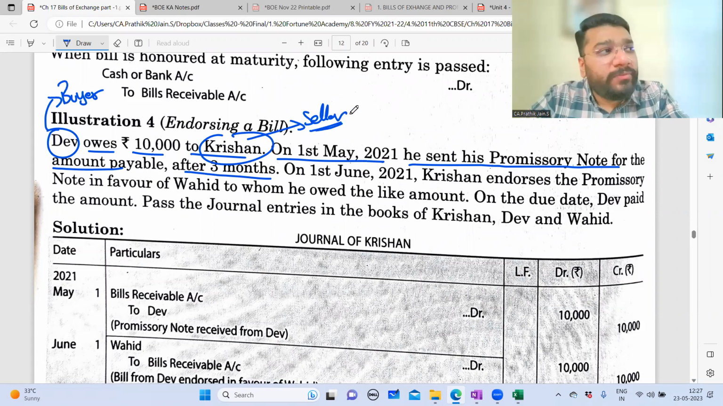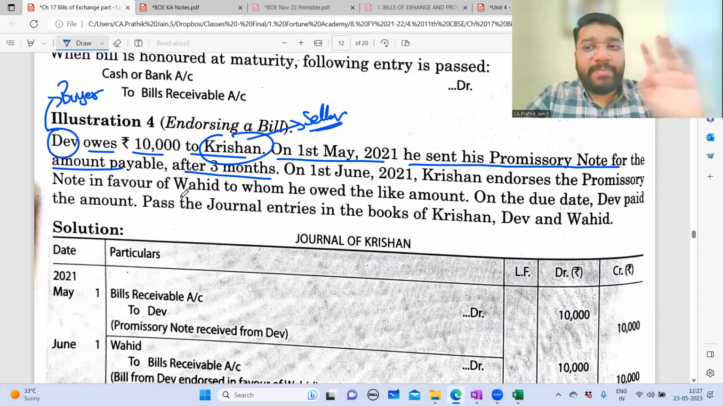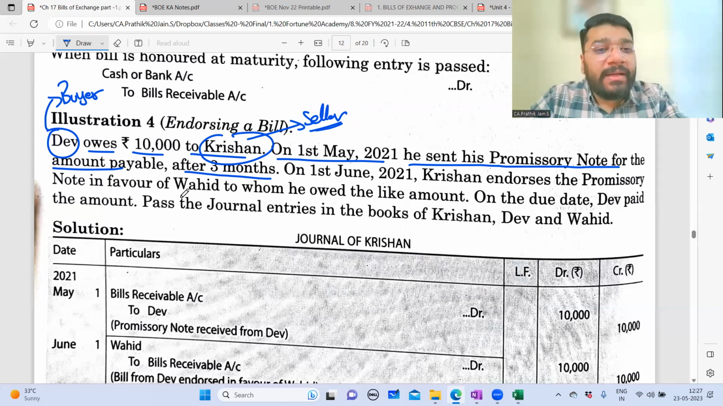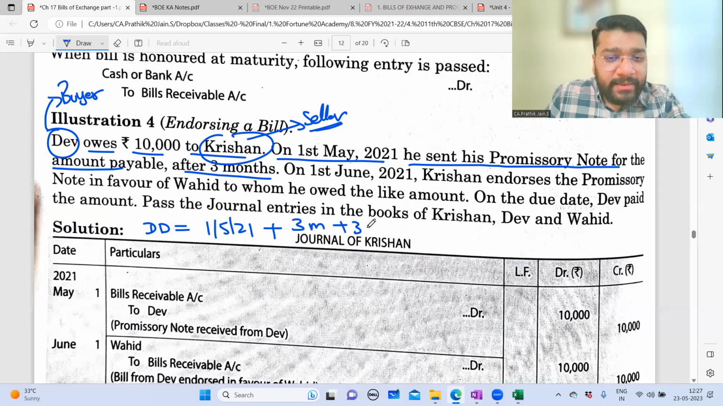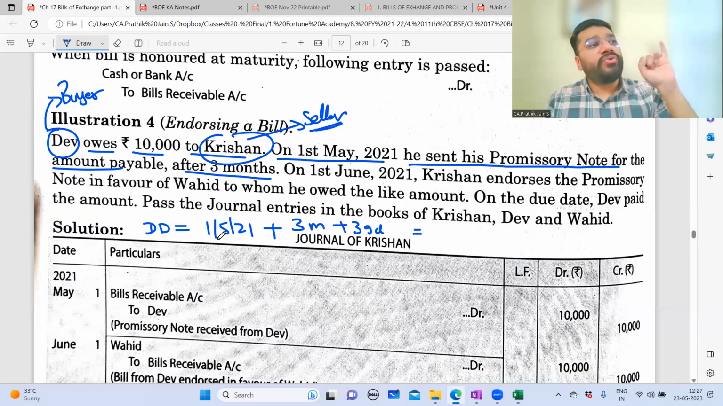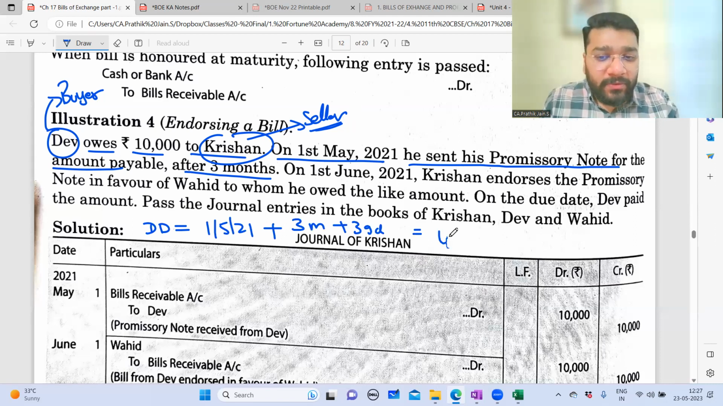Who is the issuer of the promissory note? Who is the drawer or the maker of the promissory note? Buyer, Dev, because the promissory note is prepared by the buyer himself. What is the credit period? 3 months is the credit period. What is the term of the bill? Nothing is mentioned, so after date. So what is my due date? Due date is equal to 1/5/2021 plus 3 months plus 3 grace days. So May is there, then June, July, August. 1st August plus 3 days is 4th of August 2021, the maturity date.